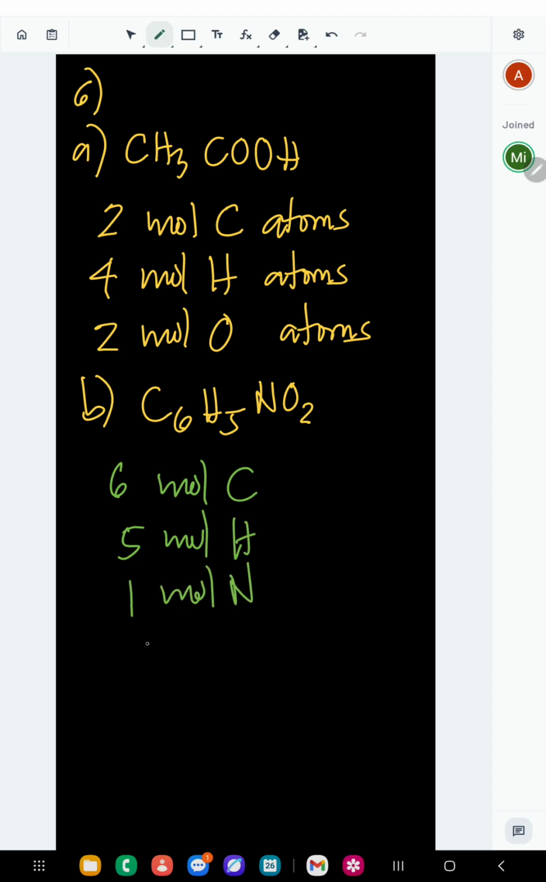Yeah, that's right. 2 mole of oxygen. And for the next one, letter C, we have Pt. What is Pt? Okay, platinum. And then we have ammonia. How do you read this? Platinum ammonia chloride.